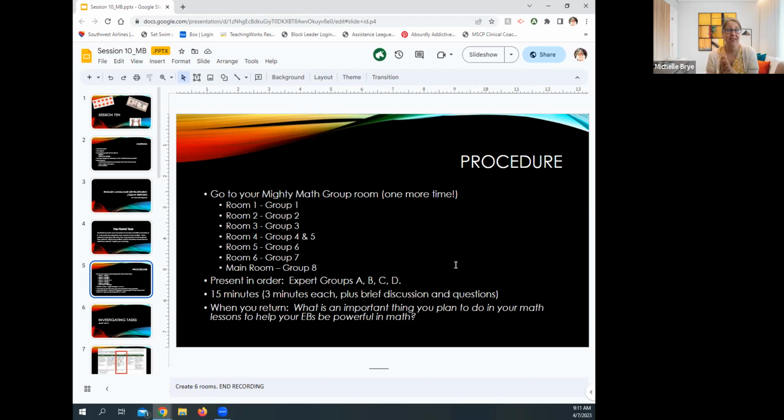And we are going to present in order of our expert groups. So we're going to have expert group A present first, then we'll go to B, then we'll go to C, and then we'll go to D. You'll have about 3 minutes. You can talk a little bit if there's any questions from the group in between. And then when we come back, I'll probably give a full 20 minutes for this presentation. So there's plenty of time for you to kind of talk about it. There should be about 3 to 5 minutes per presentation. If there's 4 presentations, that takes us 20 minutes. So I'll probably do a little bit more than that.